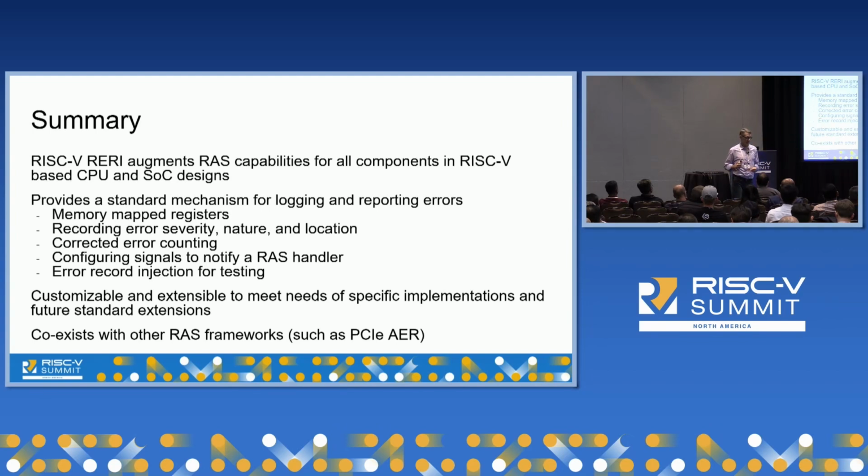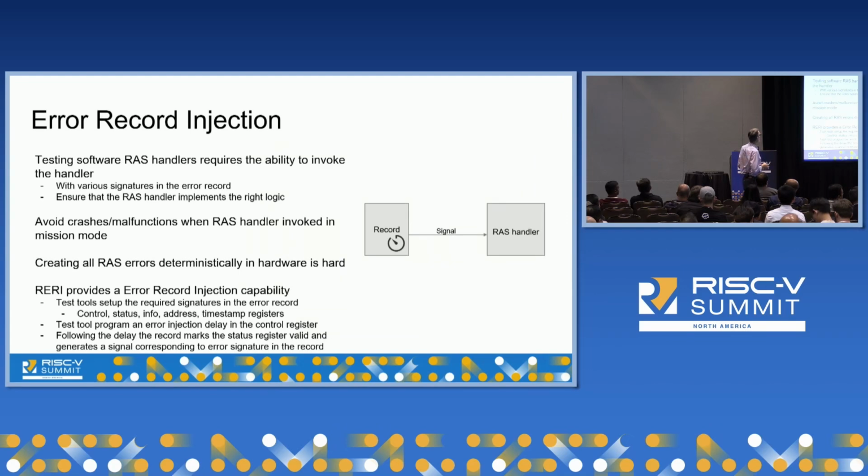I still have about 3 minutes left. I'm pretty interested in the error record injection. And you mentioned two things. I'm interested in the error injection. Two questions. One is, you said you can set things up so at some point in the future the error will be signaled. How is that measured? Or is it not defined?